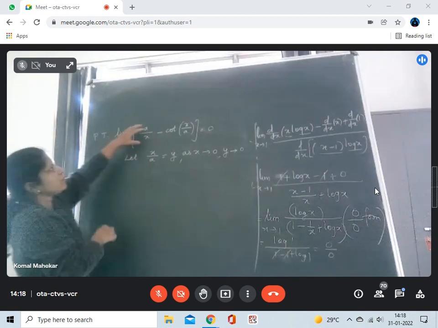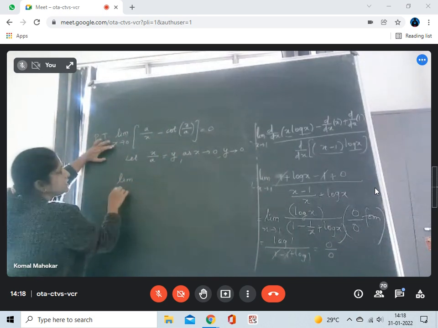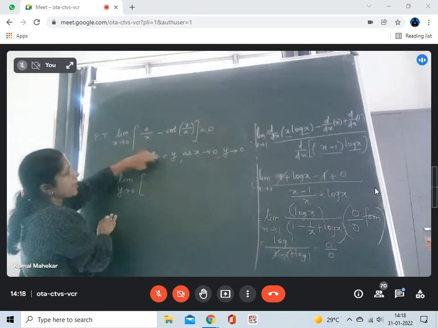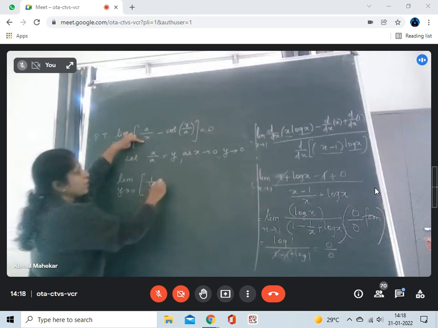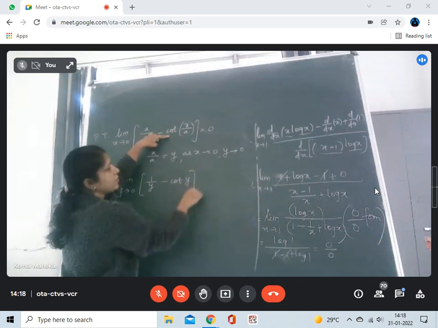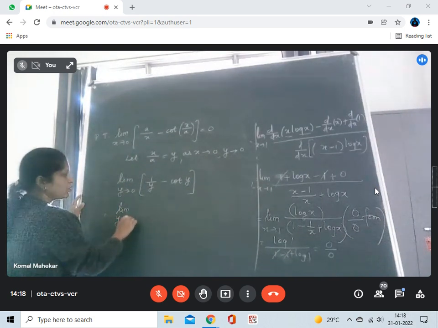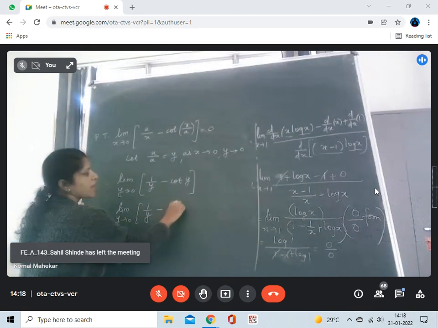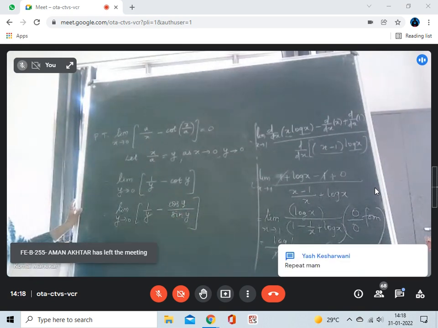Okay. Therefore, this limit can be converted in terms of y, and this can be written as limit y tends to 0 instead of x tends to 0. If x by a is y, then a by x will be 1 by y minus cot of x by a, that becomes cot of y only. Now limit y tends to 0, 1 upon y minus cot y, where cot y can be written as cos y upon sin y. This can be solved. Okay.